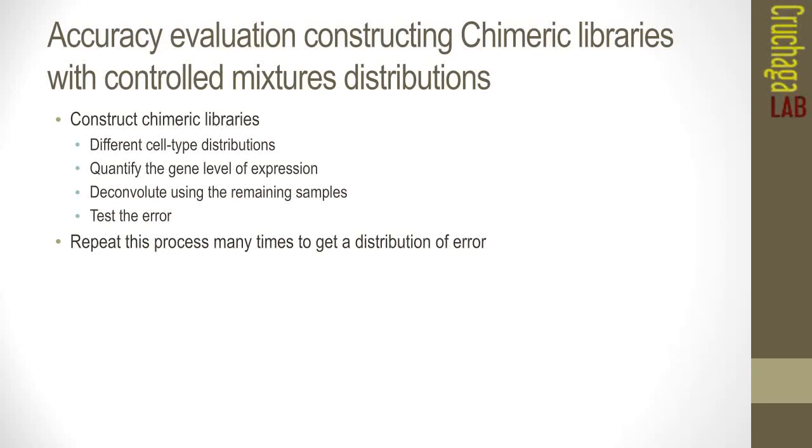So, as I said, we were also interested in assessing chimeric controls or known mixtures. So basically, we wanted to know how well these deconvolution platforms would perform when we provide a library that mimics what we expect to see in reality. So what we have done is produce an augmented and extended leave-one-out procedure. We constructed chimeric libraries, which contain reads that correspond to the four different cell types of interest. We re-quantified that chimeric library, deconvolved it using the remaining samples, and tested the error, again using the root mean square error. And we performed this process many, many times just to get the distribution of the error.